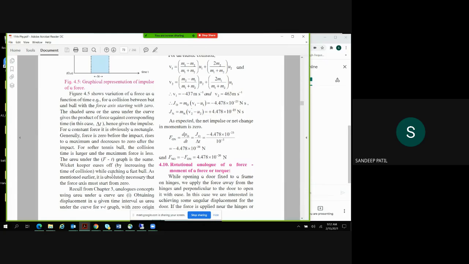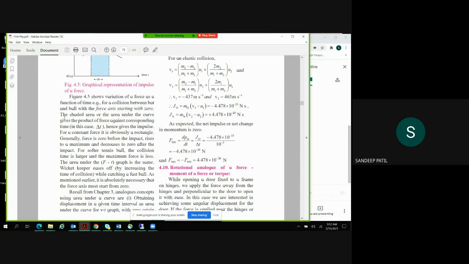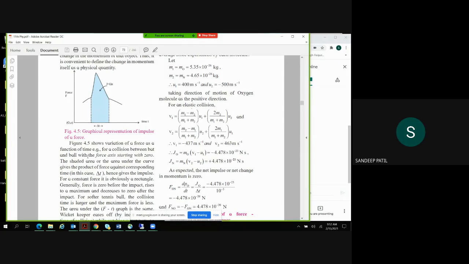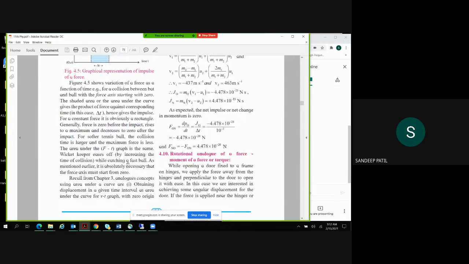As I mentioned earlier, this force happens, right? We know that the energy is the same, whether it is a ball traveling or anything else. This area will remain the same. So either we can increase this time so that the impact of force will be less, like for softer balls. How to increase the time? For softer balls, we can increase the time of contact while the force is applied. The wicketkeeper does the same thing by increasing the time of collision while catching a fast ball, so there will be less impact of force.